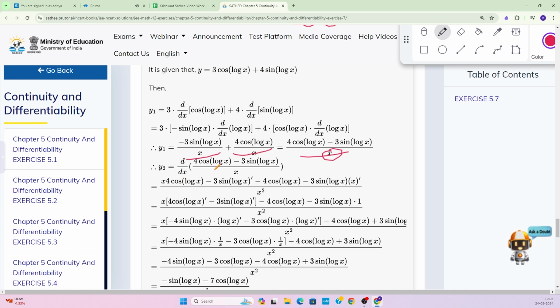as you can see, x square, the denominator square. Now the denominator gets multiplied with the derivative of this numerator, and minus, as you can see, the derivative we used here is the prime sign. And the numerator gets multiplied with the derivative of the denominator, which is prime. Now this will be just 1, so minus 4 cos log x minus 3 sin log x, you will get this.